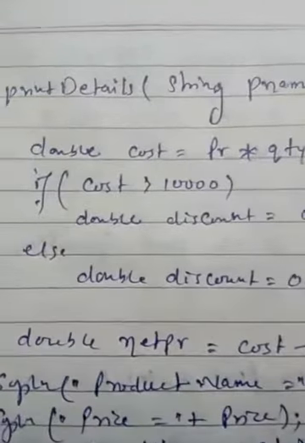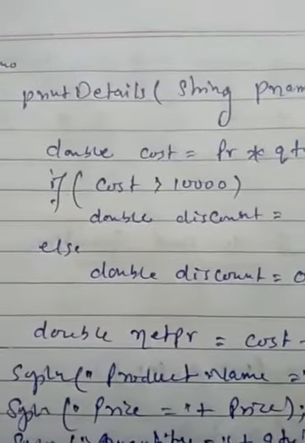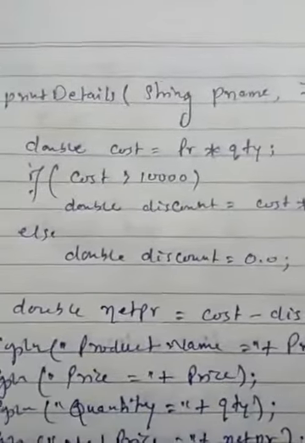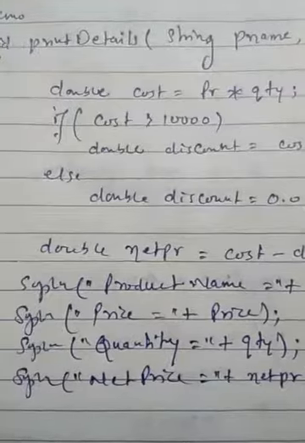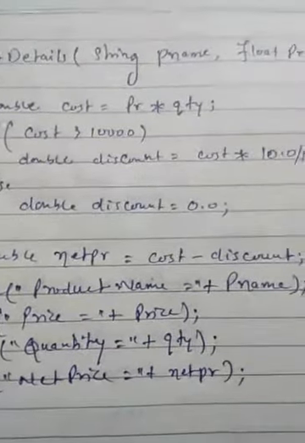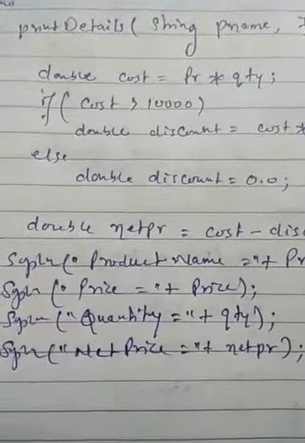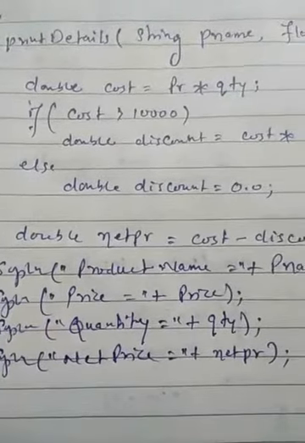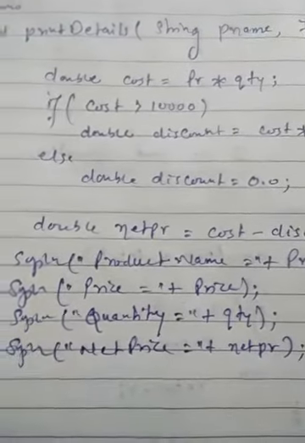So we are calculating here: if cost is greater than 10,000, the discount equals cost into 10.0 upon 100, otherwise discount equals 0.0. After that we have to calculate the net price. So net price will be cost minus discount, and we have to print all the details such as the product name, price, quantity, and net price.